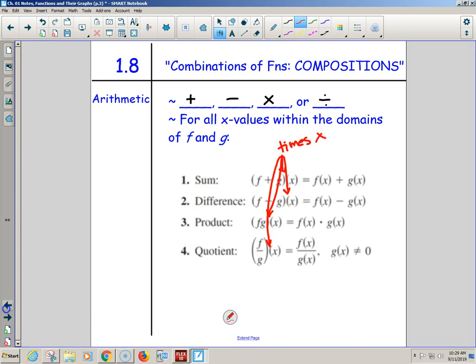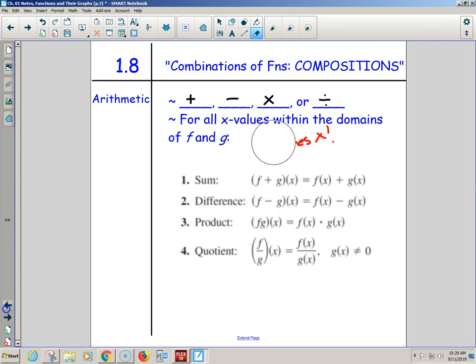times x. But guess what it's not? The very thing it isn't. That's the very thing that your brain's going to want to do because you've been multiplying a lot longer than you've been foiling.